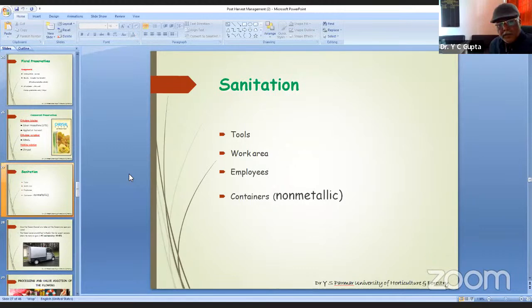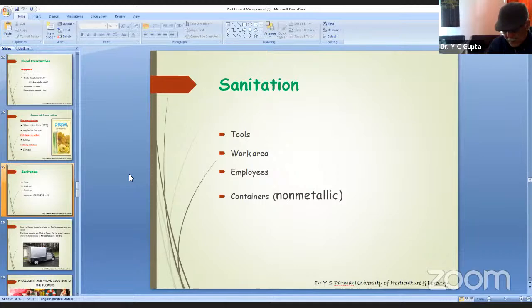So then next is sanitation. It plays a very important role. It starts from tools. Tools should be sanitized. Working areas should be fully sanitized. Employees, long nails, bare hands, they require cleaning, and then containers, non-metallic containers, especially plastic buckets.